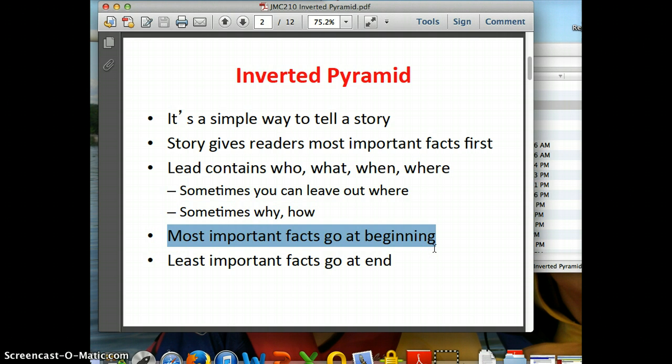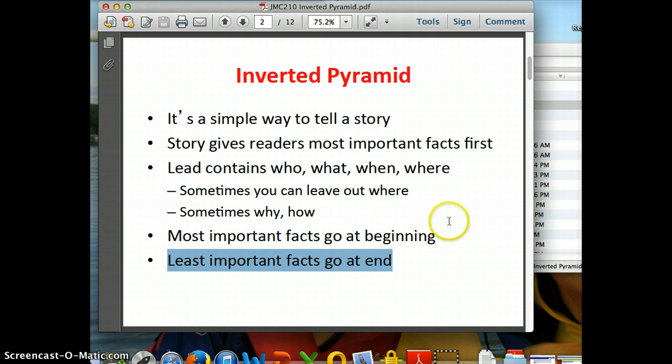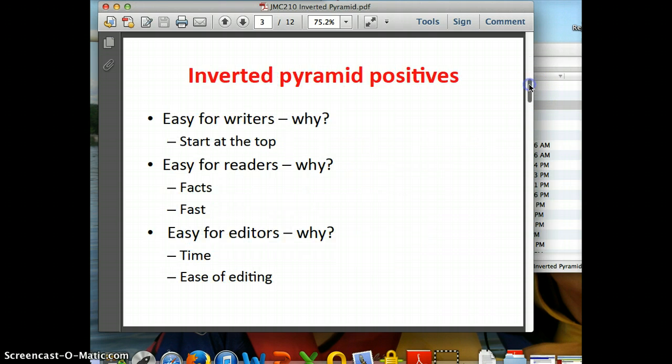In an inverted pyramid story, the most important facts go at the beginning, the least important facts go at the end. So, some good things about the inverted pyramid. One is it's easy for writers, because if you're on deadline, it's hard to write a narrative story that winds its way around the story. It's easy to write most important to least important. You just start at the top and go from there.